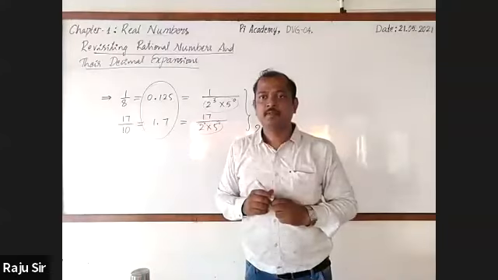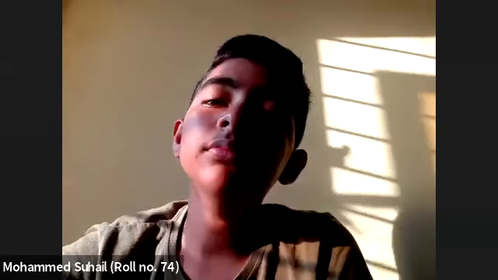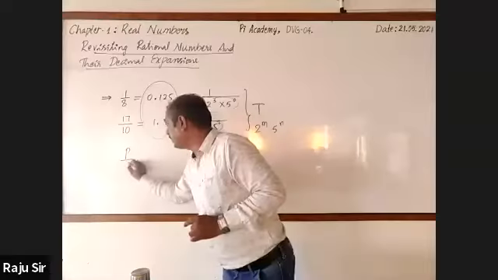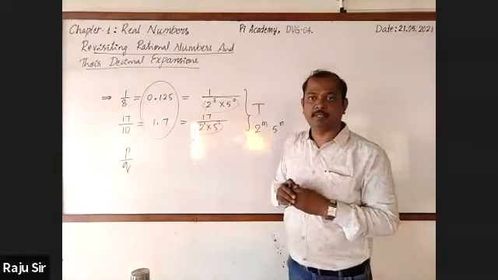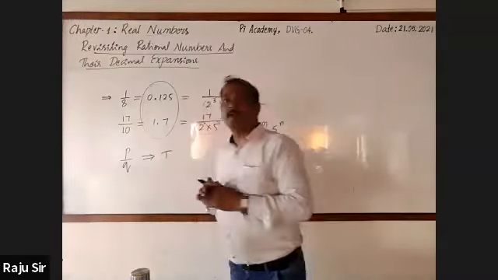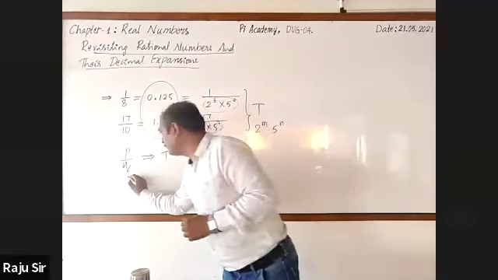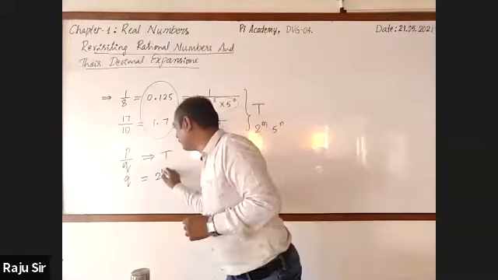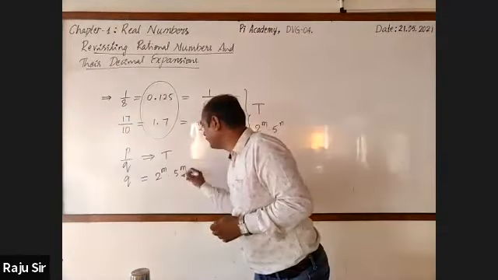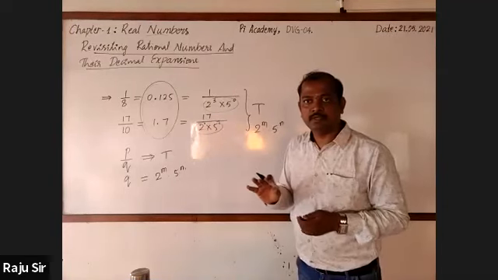Clear? Did you understand? Once I clarify, it's very simple. There will be a rational number, which is in the form of p by q. And its decimal expansion is terminating if and only if q is in the form of, that is the denominator is in the form of 2 raised to the power m into 5 raised to the power n. Understood?